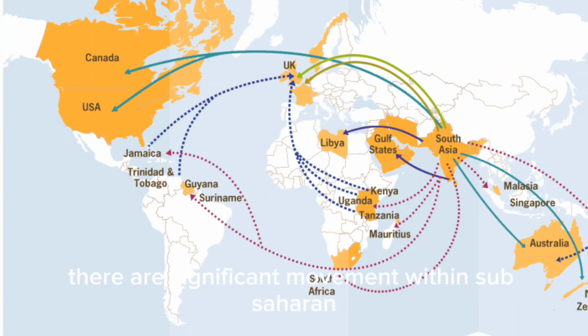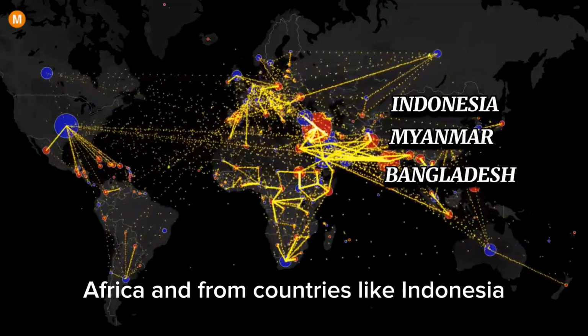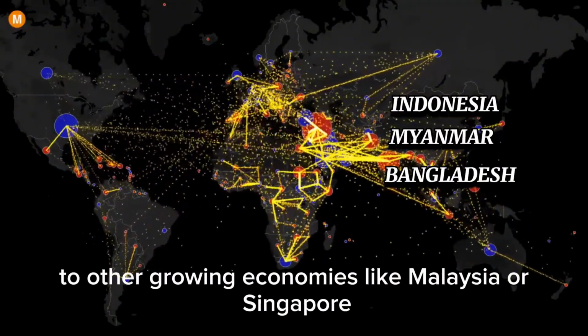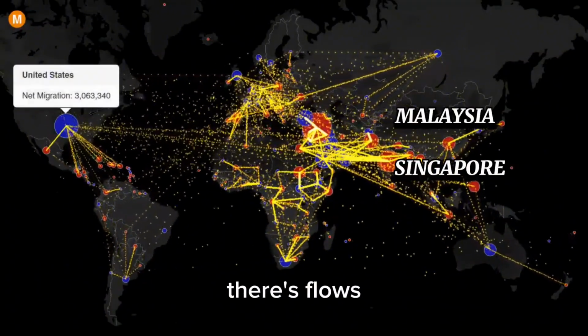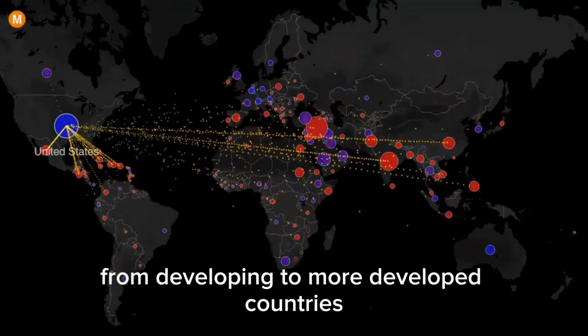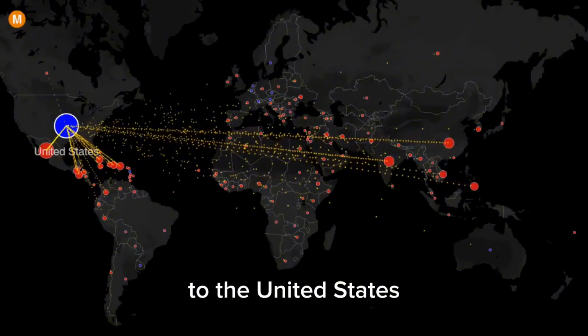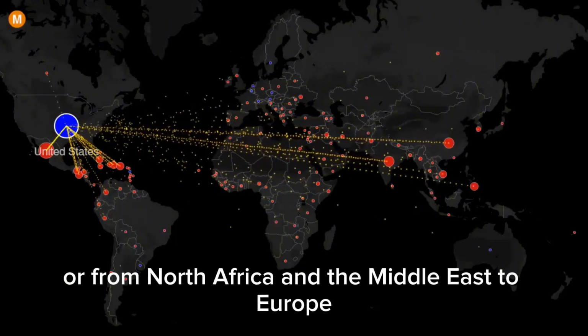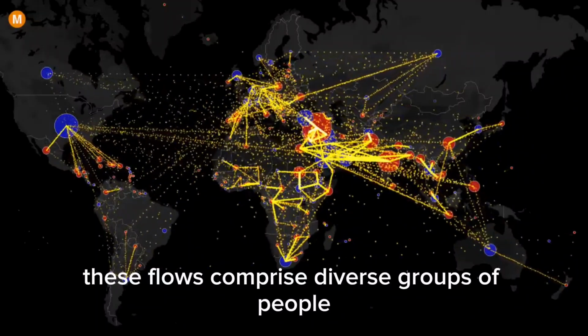For example, there are significant movements within sub-Saharan Africa and from countries like Indonesia, Myanmar, or Bangladesh to other growing economies like Malaysia or Singapore within Southeast Asia. Then there are flows from developing to more developed countries. Think of the significant movement from Latin America to the United States or from North Africa and the Middle East to Europe.